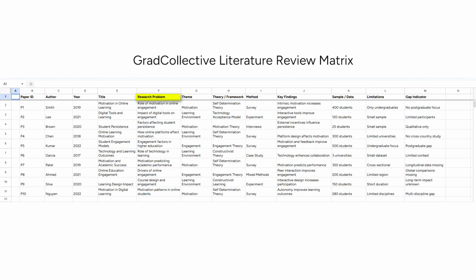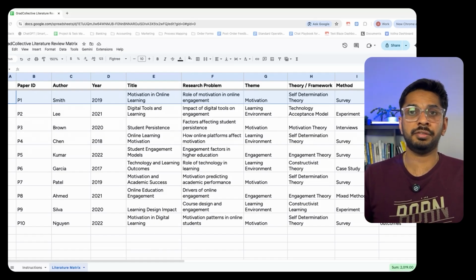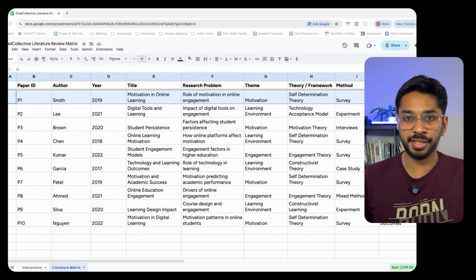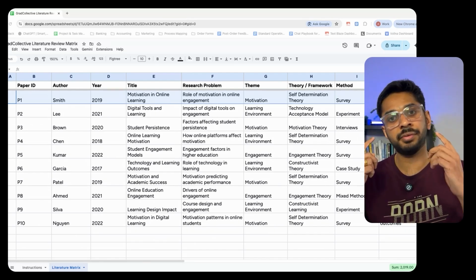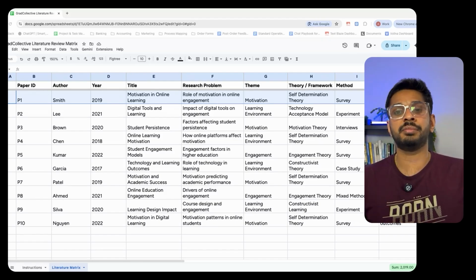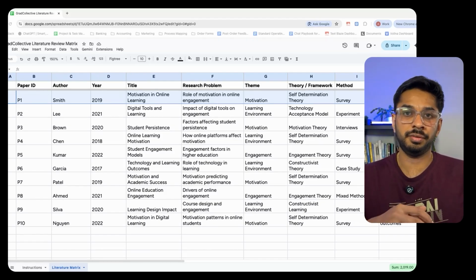I'm tracking research objective, methods used, key findings, limitations, and any theory or framework they may have used. If you also have data analysis, you could indicate what kind of data, what the population is, and what the sample size is. The purpose of this metrics is super simple. Instead of keeping everything in your head, you're literally building a simple structure of the literature that you've read so far. And as you keep adding more papers, something magical will start happening.